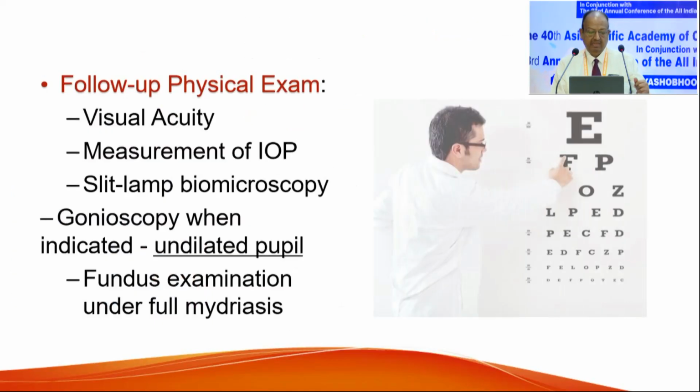Okay. The visual acuity is also important. Then measuring of IOP, slit lamp microscopy. As we are in the habit of doing fundus evaluation mostly with the indirect ophthalmoscope, we dilate the pupil. But if you are suspecting neovascular glaucoma, then you must do undilated pupil gonioscopy, because with a dilated pupil, overcrowding of the iris will not let you see into the angle of the anterior chamber. So undilated pupil examination is important.